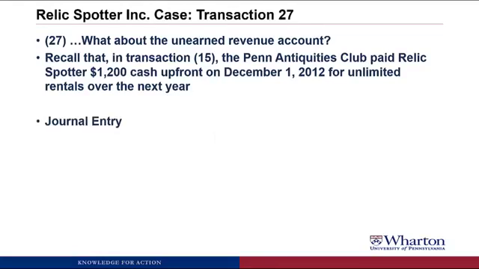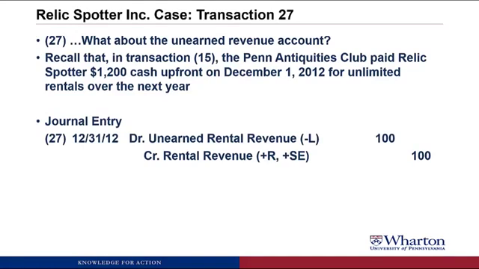We need an adjusting entry here to recognize the revenue we've earned by providing 1 month of unlimited rentals. So we credit rental revenue for 100. Part of our obligation has gone down by delivering 1 month of unlimited rentals, so we need to reduce our liability. We debit unearned rental revenue to reduce this obligation.